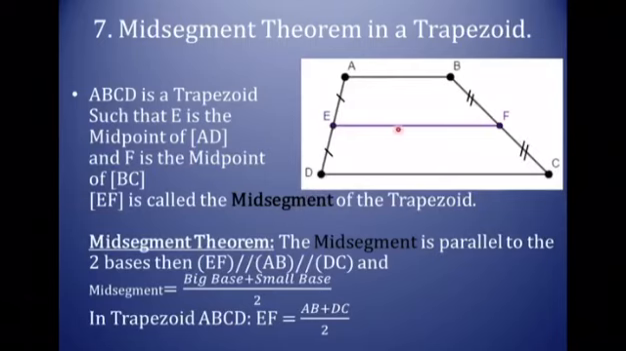This mid-segment, according to the mid-segment theorem, is first parallel to the bases, it's parallel to AB and parallel to DC, and it's equal to the sum of the two bases over 2. So this is the mid-segment theorem in a trapezoid. Two midpoints, so we have a mid-segment. This mid-segment is parallel to the bases, plus it's equal to big base plus small base over 2. In this trapezoid, EF equals AB plus DC over 2.